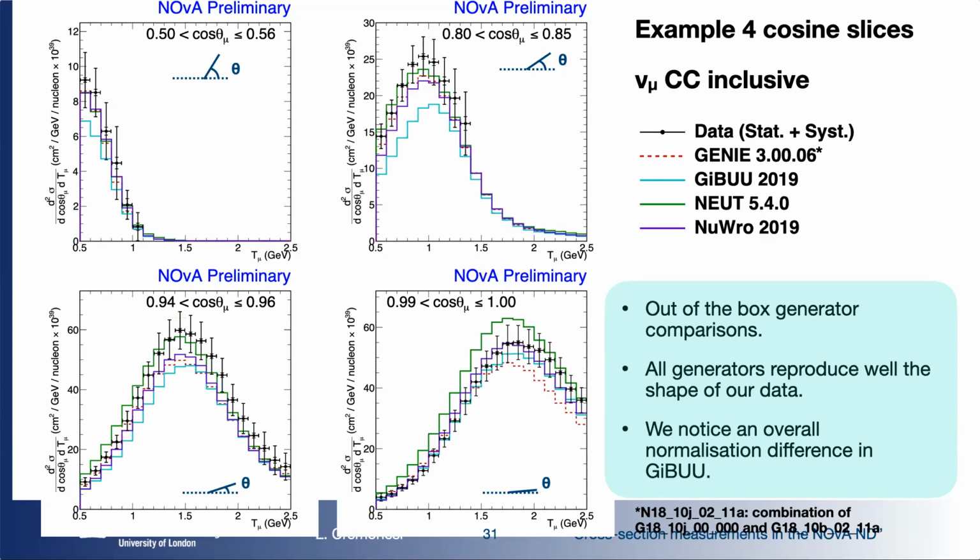We can also compare our measurement to other neutrino generators, and these are listed right here on the right. We have GENIE in cyan, NEUT in green, and NuWro in purple. And these are out-of-the-box generators. These generators haven't been tuned to our data set, and we can see that they already produce the shape of the data quite well. We notice that in particular one generator sees an overall normalization difference, but when we repeat this exercise with shape-only distributions, we can see that it performs similarly to the other generators.